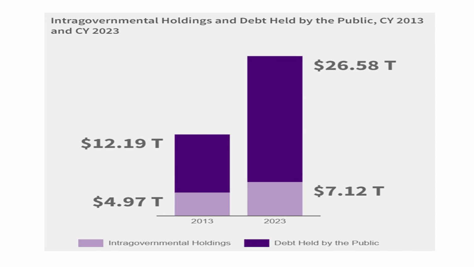And as you look at the intergovernmental holdings and debt held by the public, you'll see that in 2013, the debt held by the public was about 12 trillion, and today it's around 26 trillion. We haven't seen as much growth, though, in intergovernmental holdings.